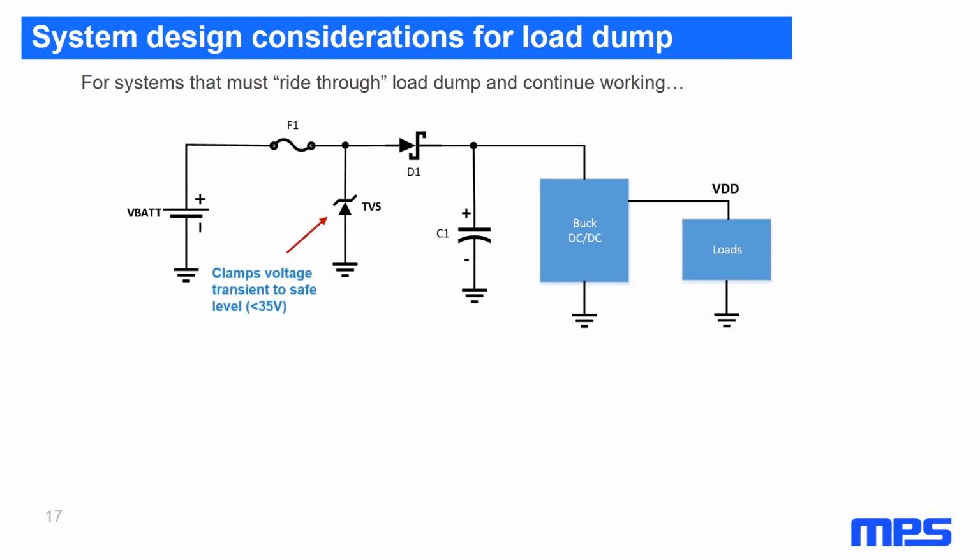In 12-volt automotive systems, it's common to use TVS diodes that clamp voltages at less than 40 volts. In this example, 35 volts is chosen and is a good target for many systems. The components protected by the TVS must be rated at a voltage higher than the TVS max clamping specification.